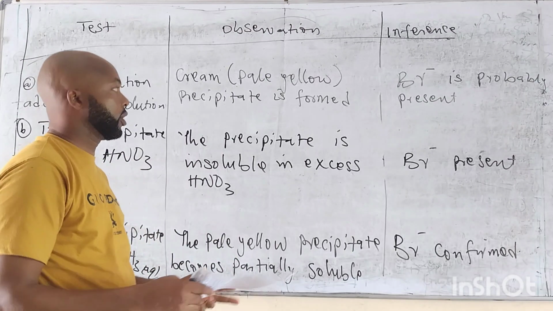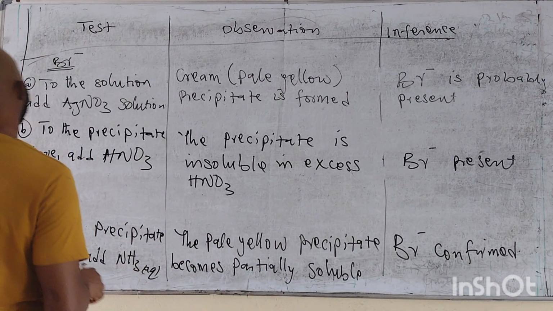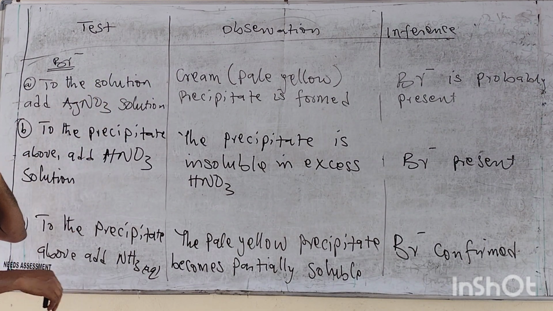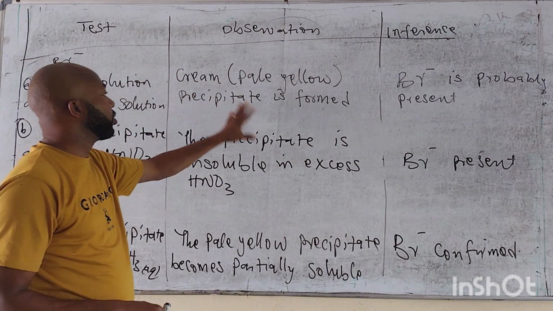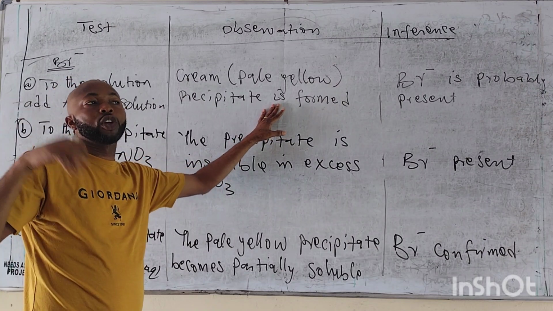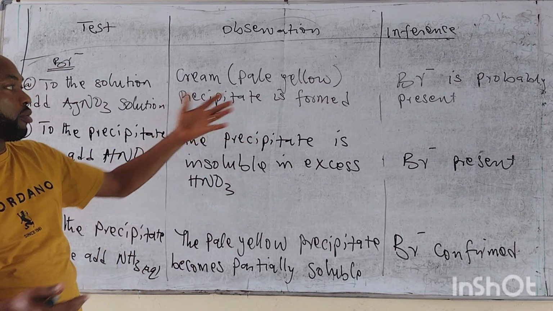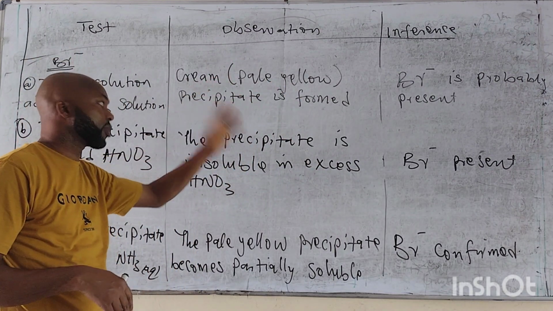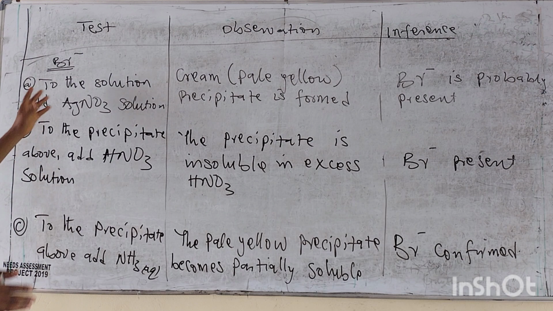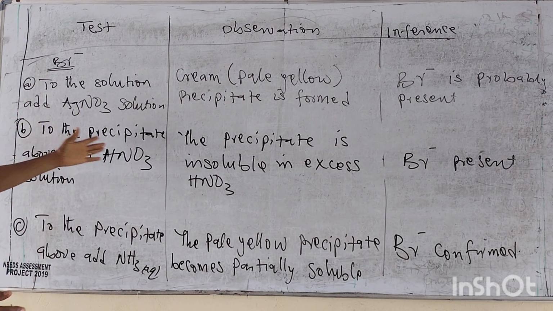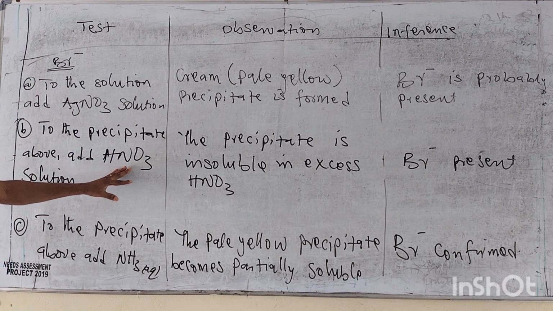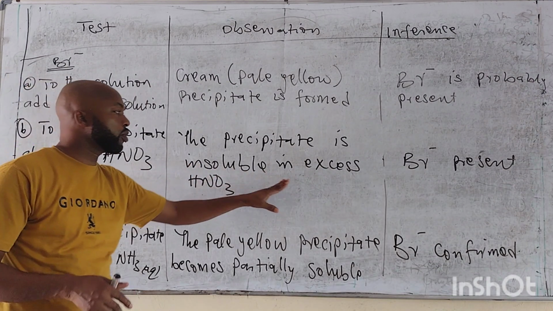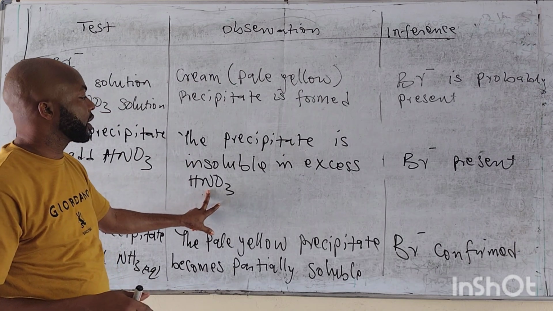Now for the bromide anion, to the solution we add silver nitrate, like we did in that of chlorine. We have a cream or pale yellow precipitate formed. The other one for chlorine was a white precipitate. Bromine is probably present. The other one was chlorine, S2 minus, SO3 probably present. Now we move further, we add to the precipitate above nitric acid solution. The precipitate is insoluble in excess of HNO3.